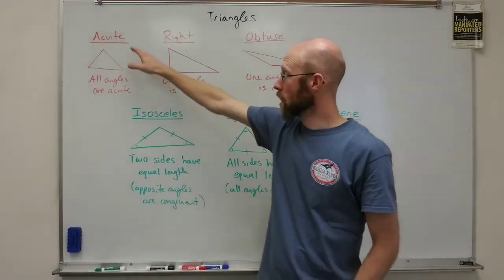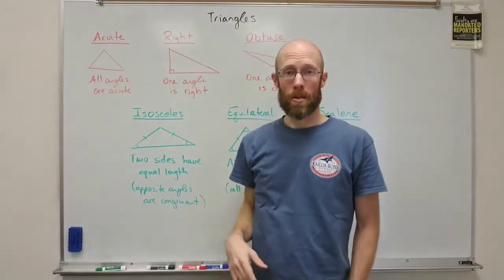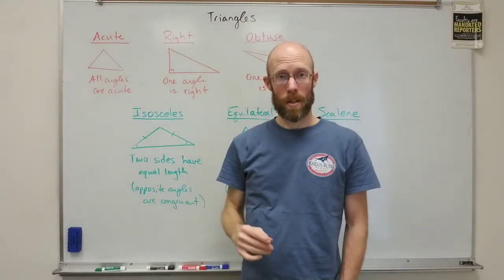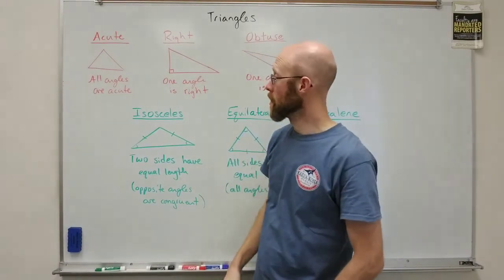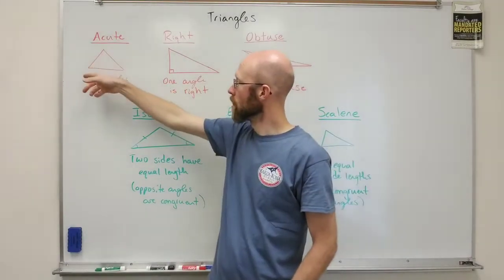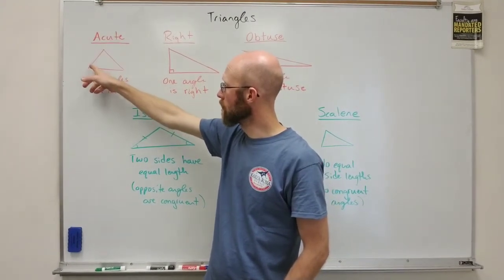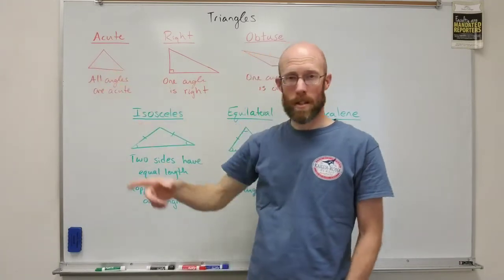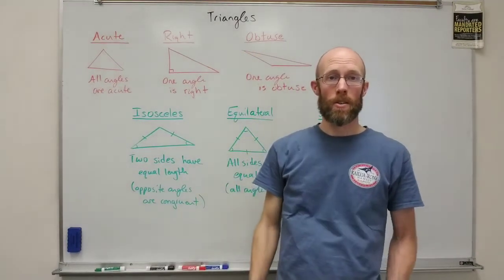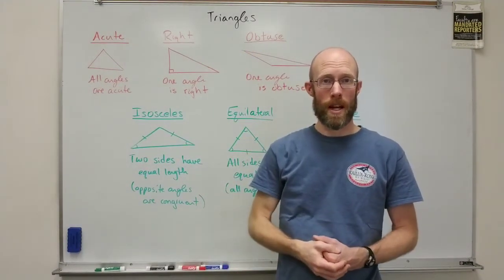Now, an acute triangle is one in which all three angles are less than 90 degrees. Okay, they're all acute angles, and that can happen. You can have, you know, an 80-degree angle and a 40 and a 60. That would add up to 180, right? And they're all acute angles. They're all less than 90, so that's an option.